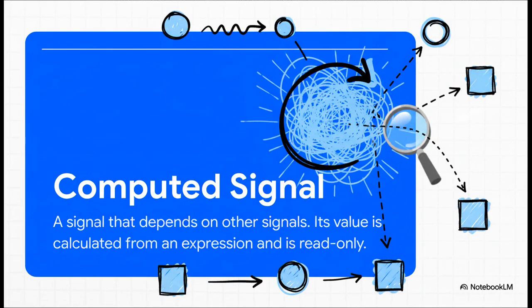And then we have the computed signal, and this is where the real magic starts to happen. A computed signal gets its value from a calculation that reads other signals. It's totally dependent, it's read-only, and it recalculates itself all on its own whenever the signals it depends on change.